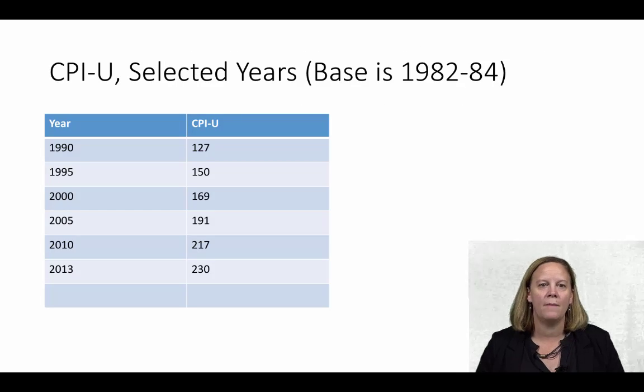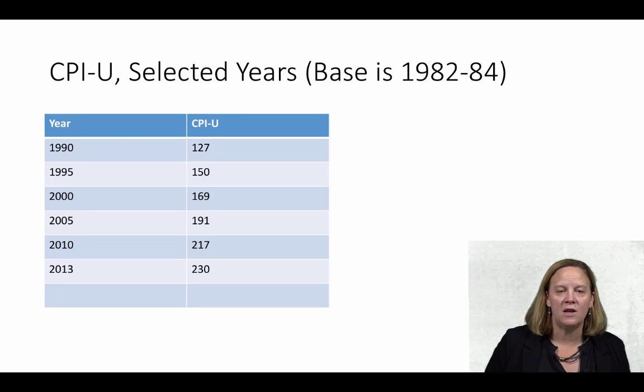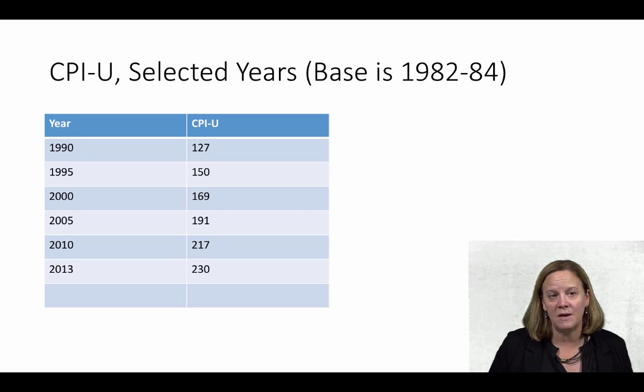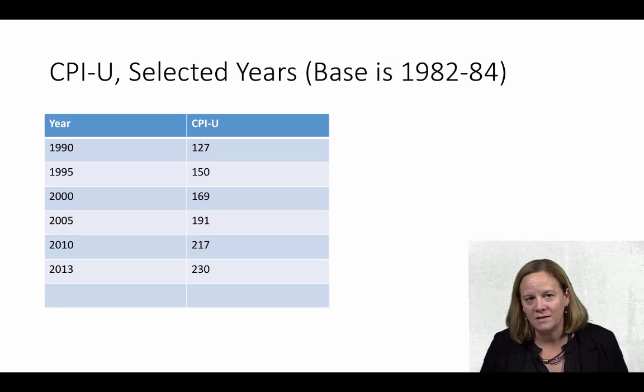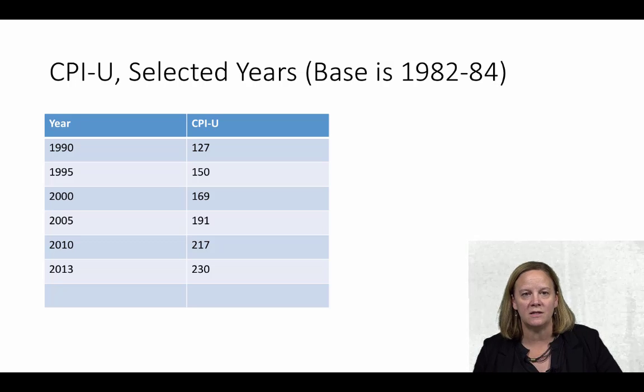This chart shows a commonly used price index in the U.S. known as the CPI-U, or Consumer Price Index for Urban Consumers, for several years from 1990 to 2013. The index value for each year represents the overall price level relative to some base year, 1982 in this specific case, and in essence relative to all the other years listed. The base year, while not shown here, would have an index value of 100.